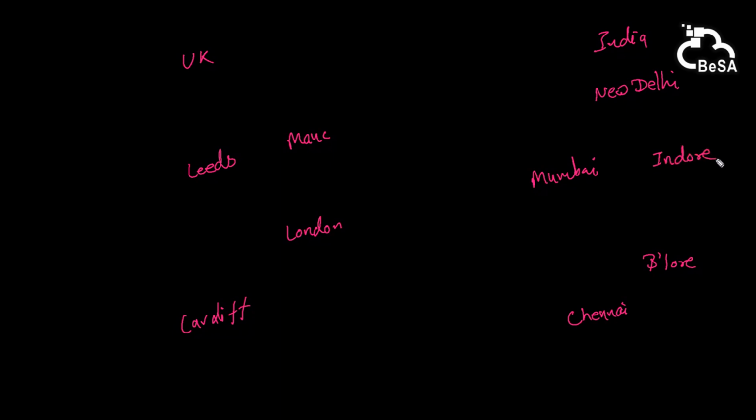Now, if I have to go from, let's say, Leeds to Indore, that is not a direct flight. I have to come from Leeds to London Heathrow. Even Manchester may not have a direct flight, even Cardiff may not have a direct flight, because that would be very complicated for an airline to maintain one-to-one connectivity to every city in the world. That is kind of impossible, and they may not have that much traffic coming into it.